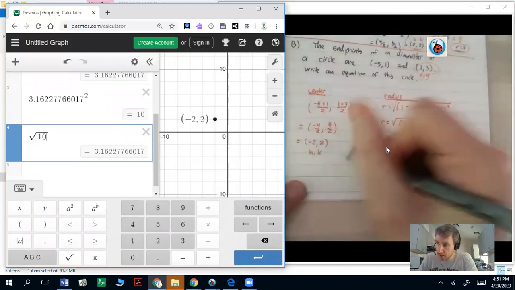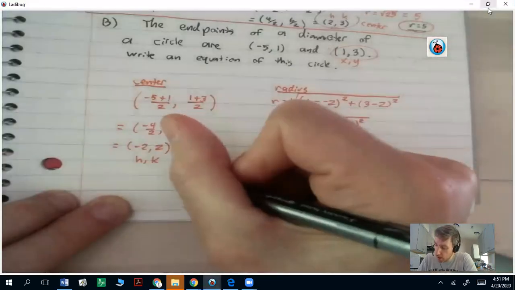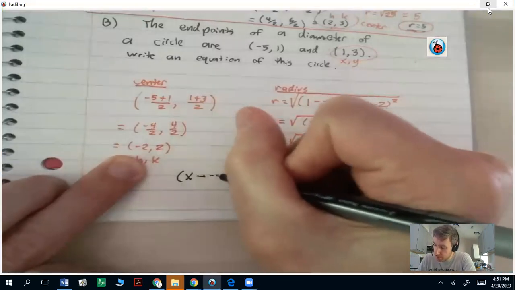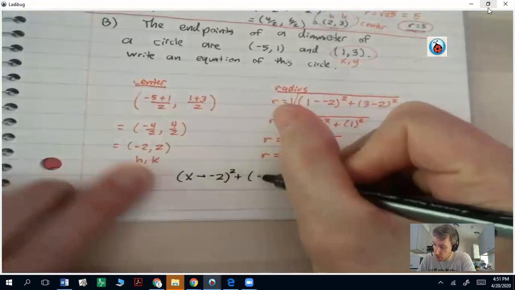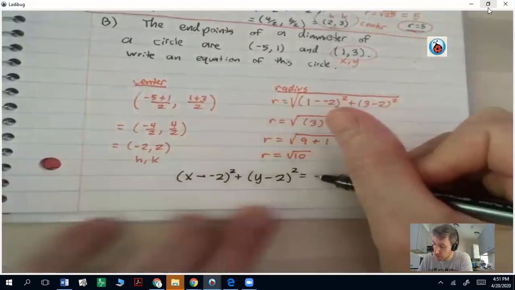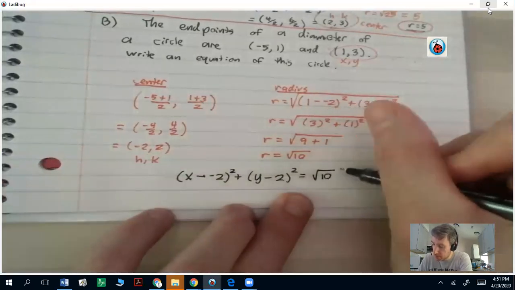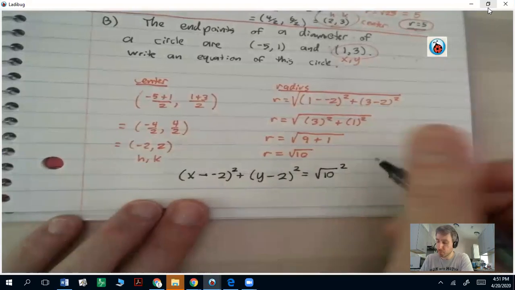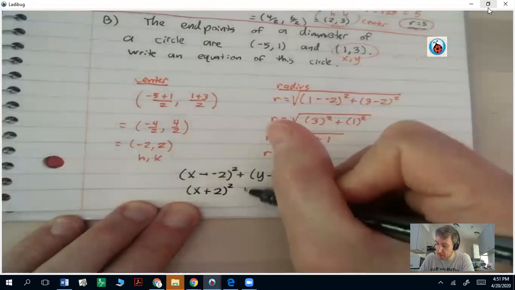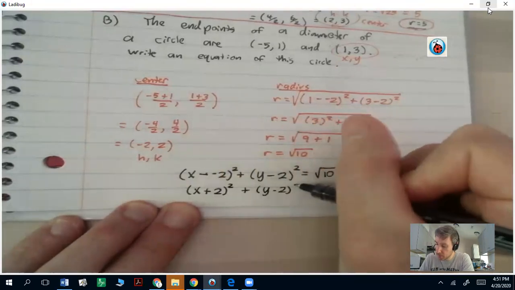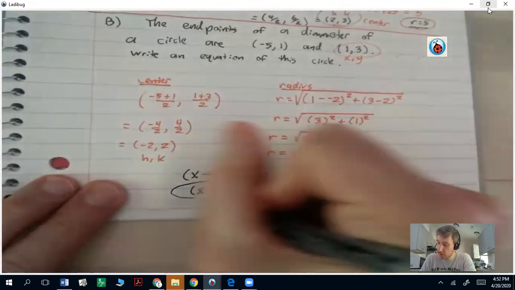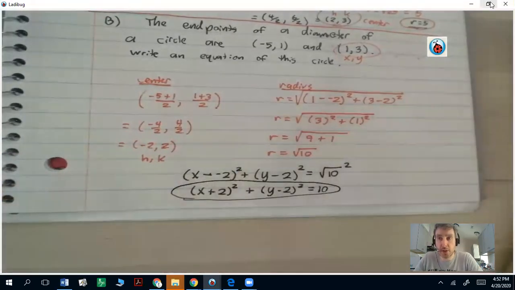We say x minus h is negative 2 squared, plus y minus k is positive 2 squared, equals the radius squared. So the square root of 10 squared. Simplify what you can. Make those double negatives a positive. And the square and the square root will cancel out and just give you 10. So that should be your final equation.